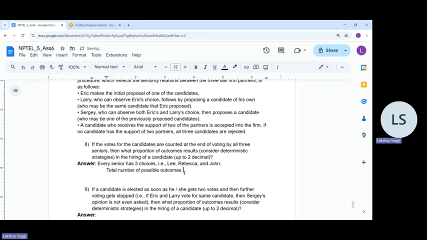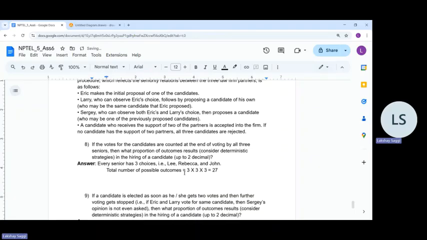So what's the total number of possible outcomes? It's something like 3 into 3 into 3 because there are three people, which is 27. Number of outcomes. So I'll be doing this really quickly because it's more of a combinatorics question. So number of outcomes resulting in no hiring is equal to.